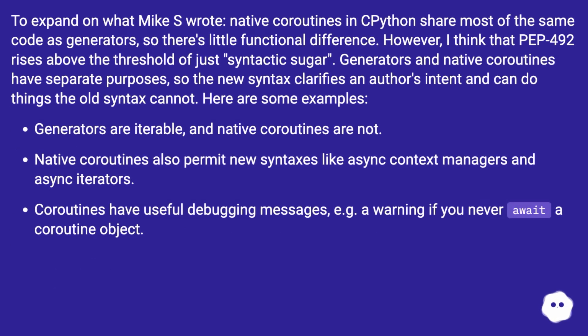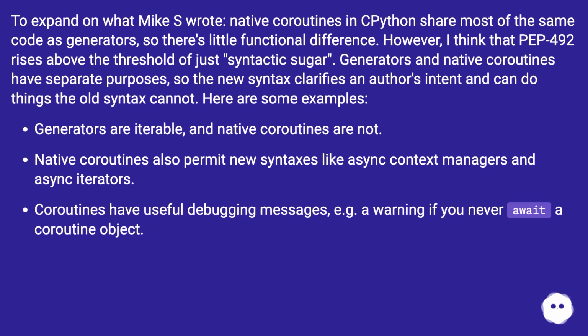To expand on what my guest wrote, native coroutines in Python share most of the same code as generators, so there's little functional difference. However, I think that PEP 492 rises above the threshold of just syntactic sugar. Generators and native coroutines have separate purposes, so the new syntax clarifies an author's intent and can do things the old syntax cannot. Here are some examples.